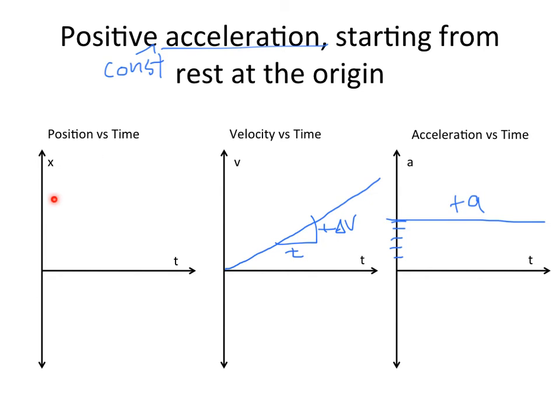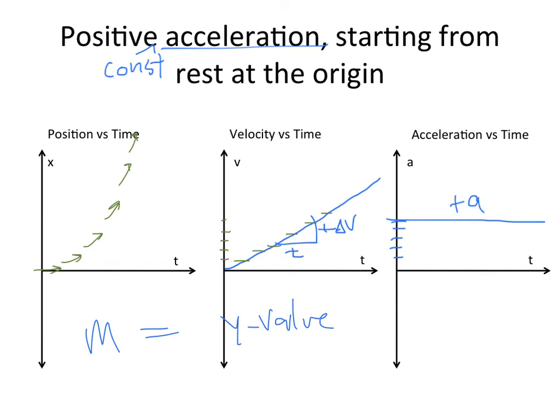So what does that mean for this graph over here? Well, remember, the slope here equals the y value of the next graph over. Since this y value here is changing, getting greater and greater, this is kind of like I did before: the slope, starting from rest at the origin, is going to get greater and greater. So no slope at first, then greater slope, greater slope, and so forth.